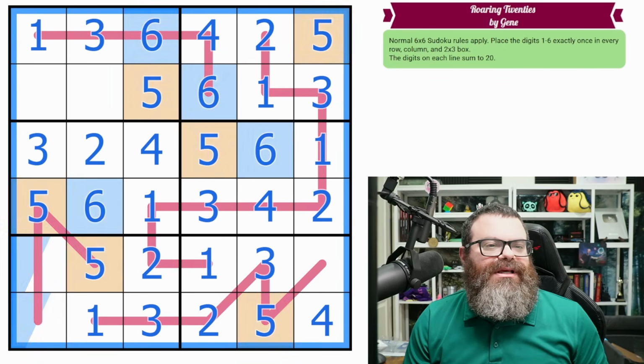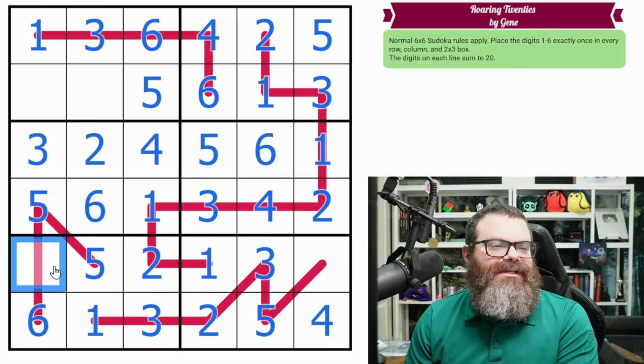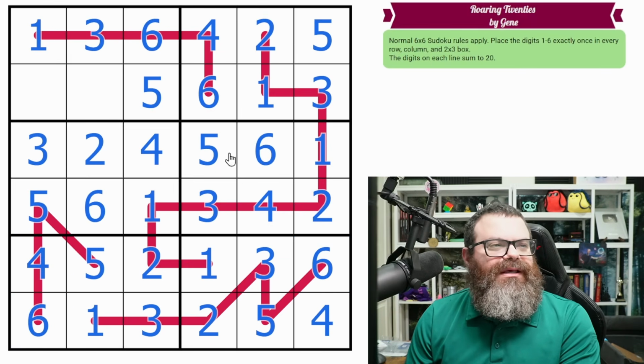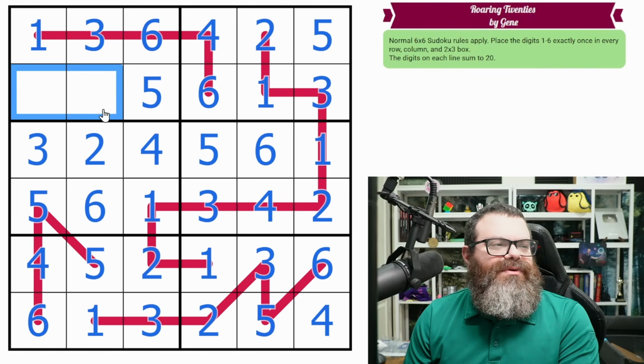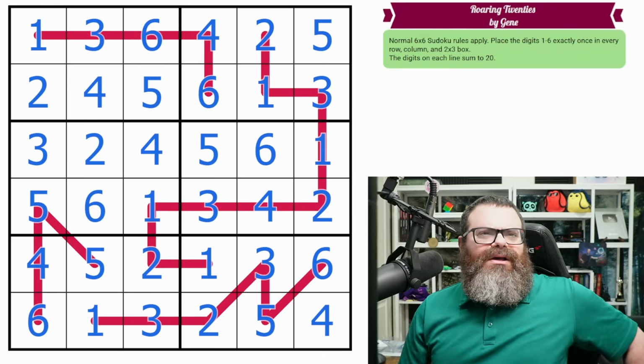I'm going to clear the colors now. We know what they are. What is this? This is 4, 6. This 4 tells us that's 6, that's 4. This box finishes with 6. And then up here we need the 2 and the 4. So that's 2, that's 4. And we're done. Nice puzzle, Gene.